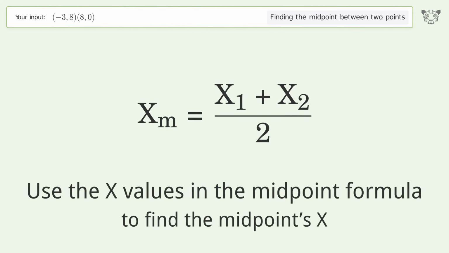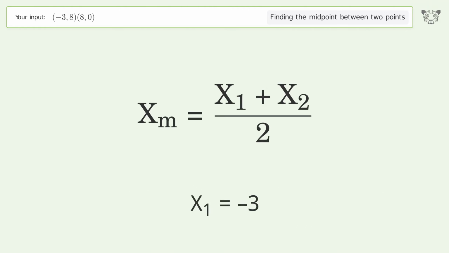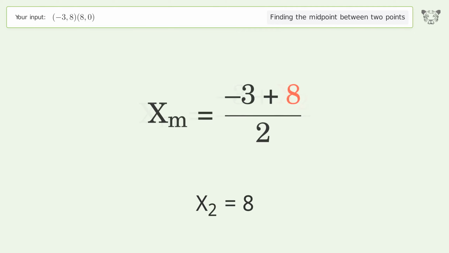Use the x values in the midpoint formula to find the midpoint's x. x1 equals -3. x2 equals 8. Simplify the arithmetic.